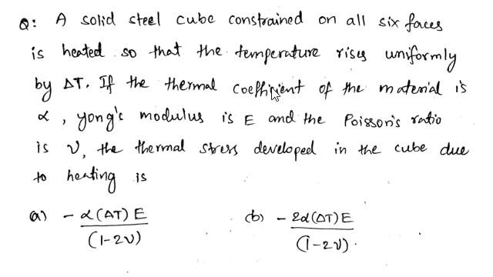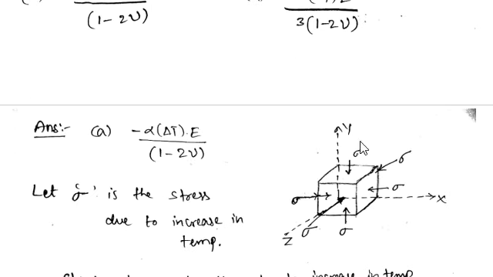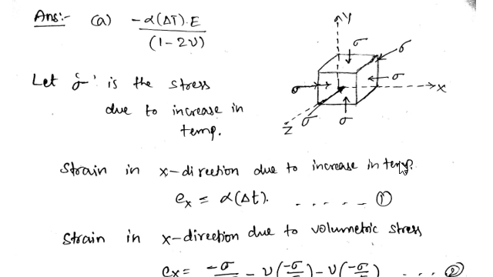So when a body is constrained and there is a rise in temperature, obviously we know there will be thermal stress developed in the member or body. If the body is free to expand in all directions, then there will be no thermal stress. But here all 6 faces are constrained, so there will be thermal stresses in the body, because all faces are constrained and temperature is raised.